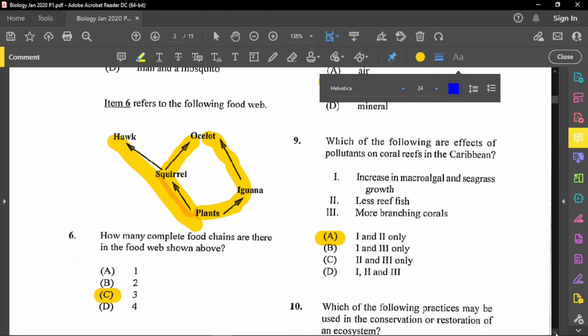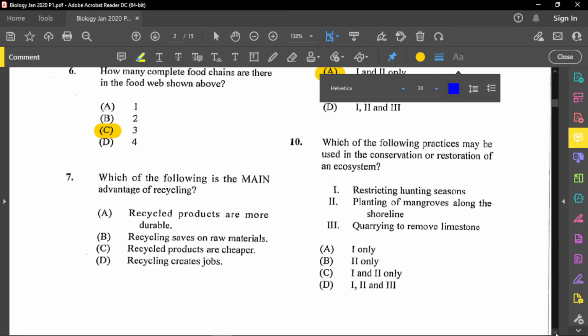Now, let's see which question I'm going to jump into now. I think we can go to 7 and then go to 10, all right? Now, for question number 7, it said which of the following is the main advantage of recycling?